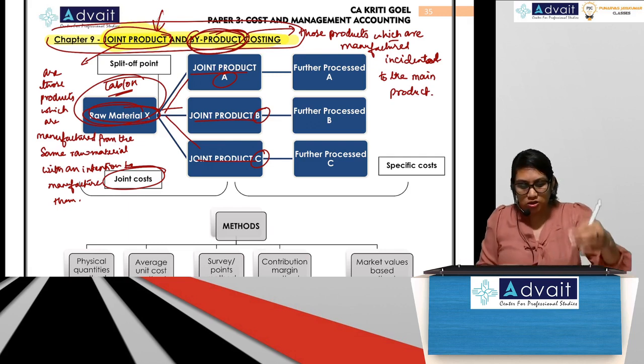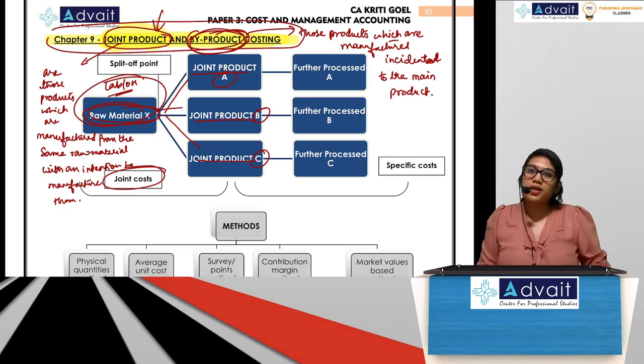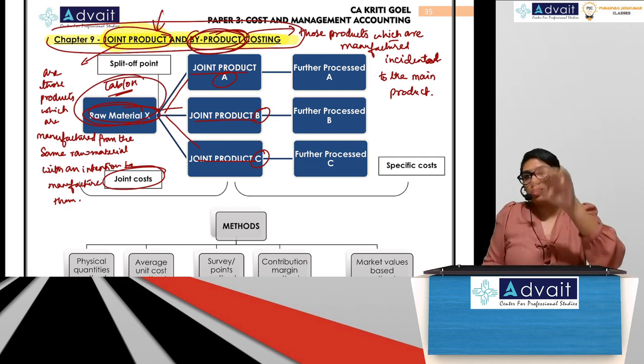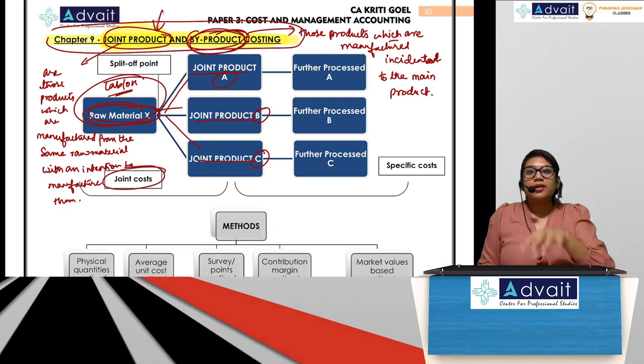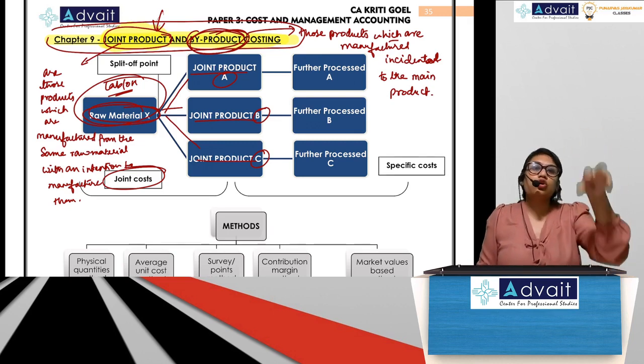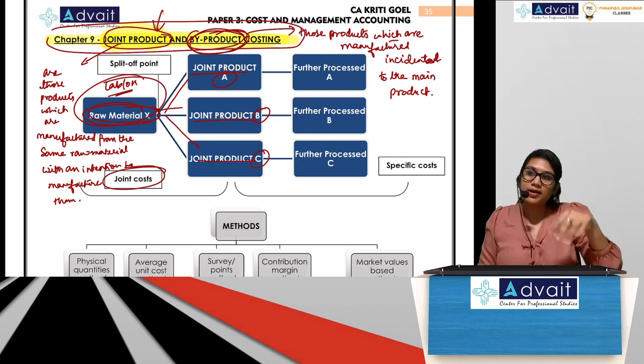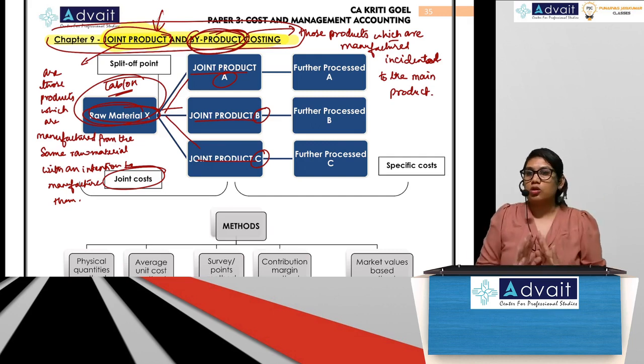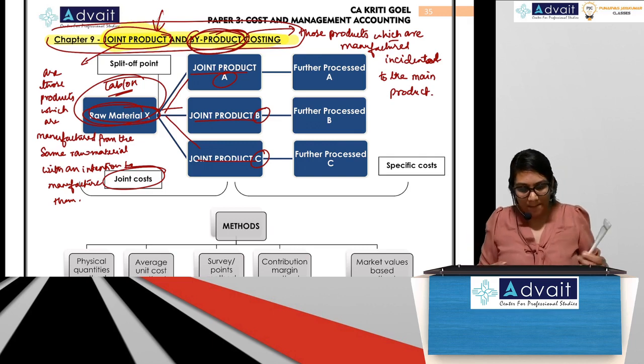So your questions from this chapter also will be like that. They'll give you one question, they'll tell you use this method to split joint costs and tell me what the profitability is. Then they'll give you, use this method also to figure out what the joint cost will be and tell me what the profitability will be. That's all. This chapter is all about that only. Very, very easy chapter. So good if it comes for 10 marks. So increase your concentration.